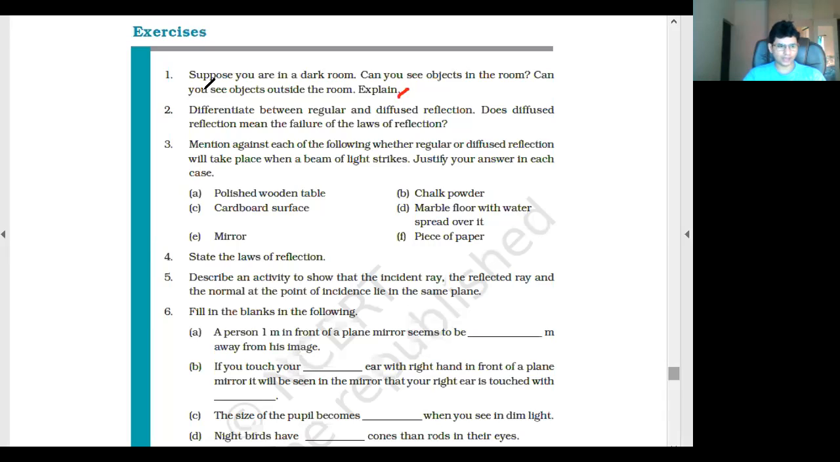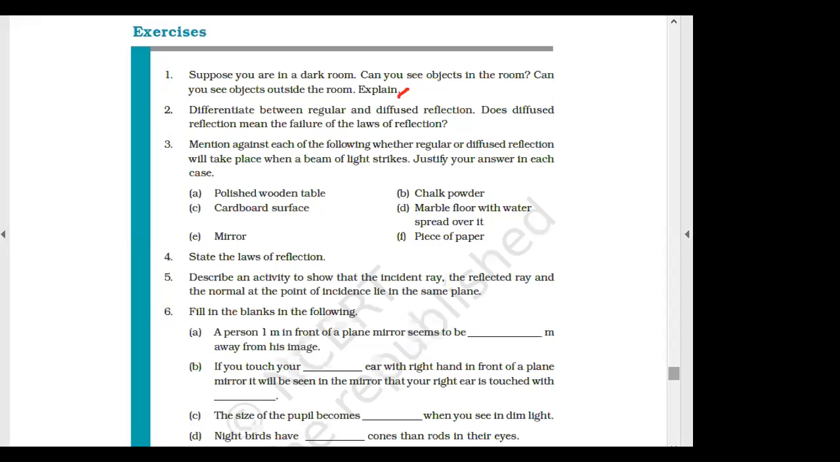Okay, now first one. Suppose you are in a dark room. Can you see the object in the room? Guys, can you hear me now? Everyone can hear me? Yes, sir.